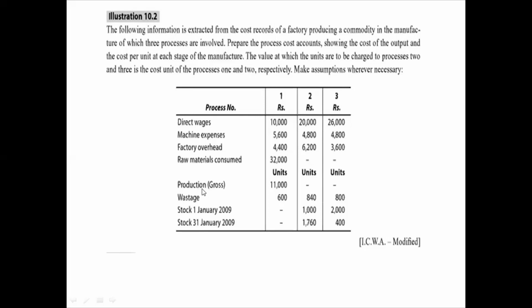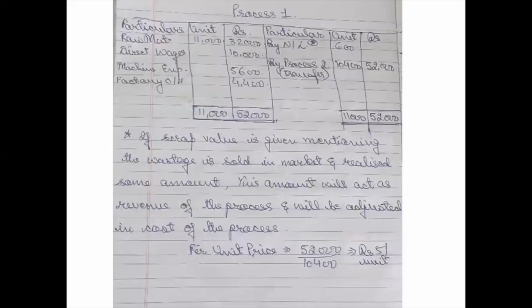That is how much production has been received in process 1, and the amount indicates a gross figure. Gross figure means without deducting the losses, that is your normal loss. So we are assuming that indirectly they have given us the input quantity, that is your 11,000 units. So how much raw material is introduced in the process? 11,000 units. And what is the value? 32,000, as given in the table.